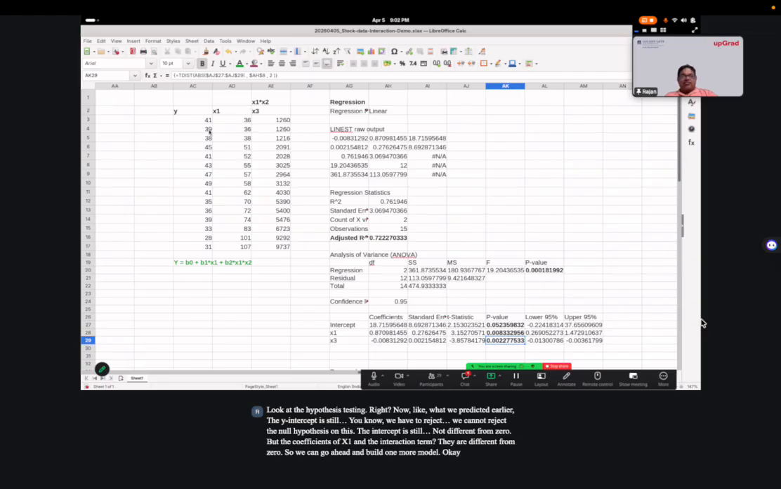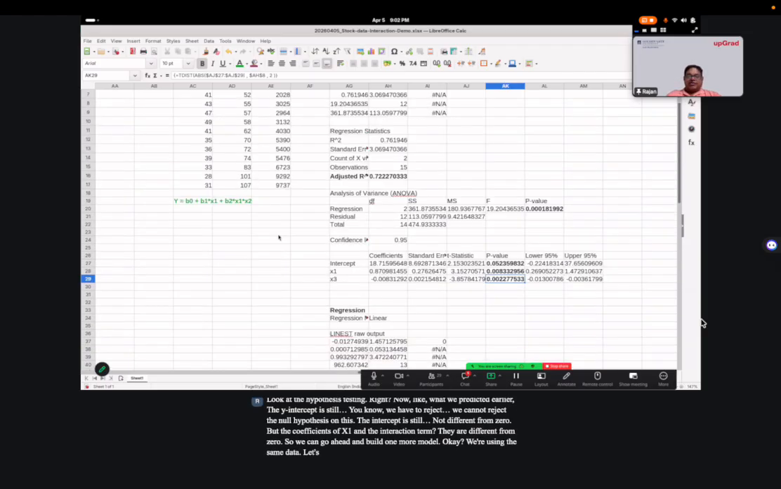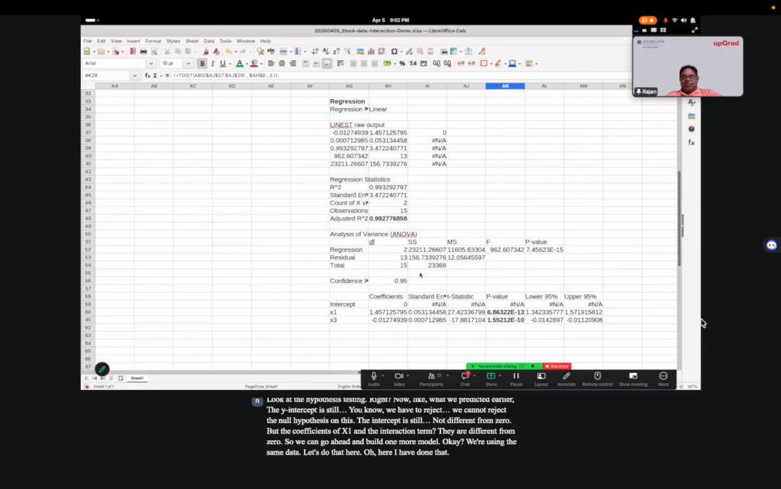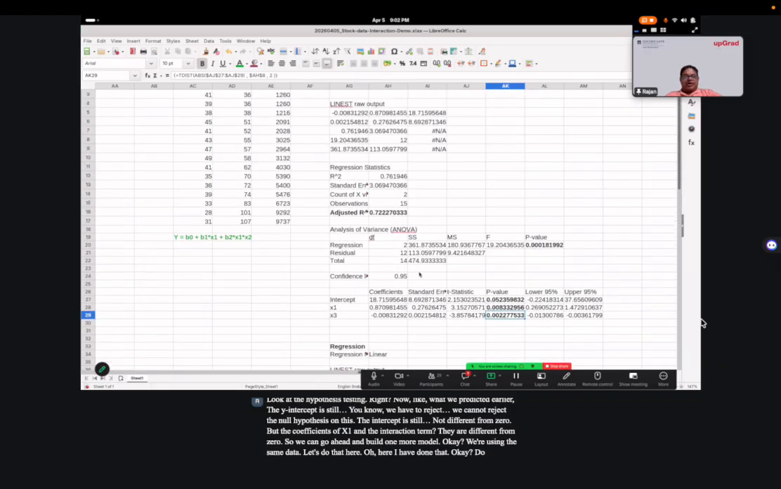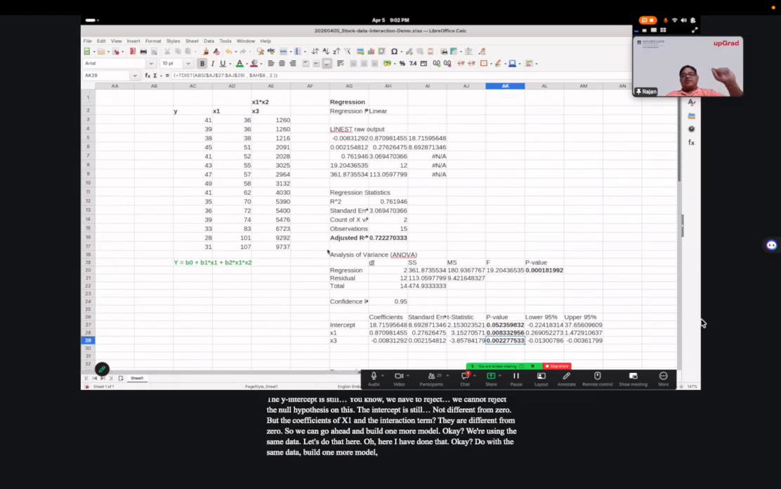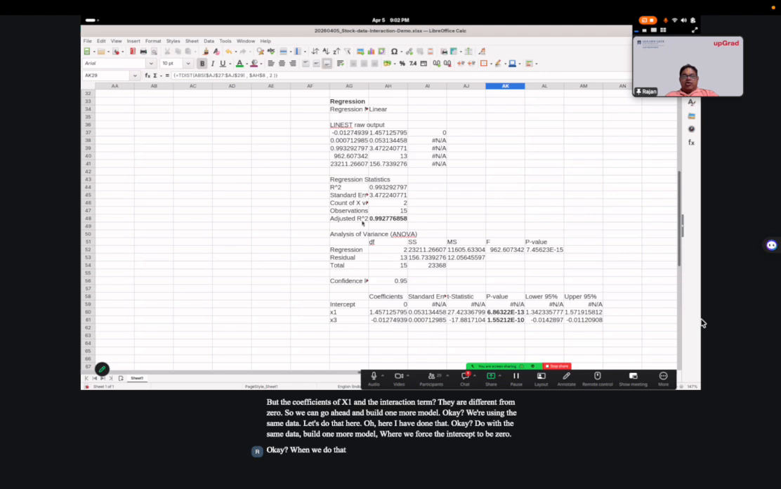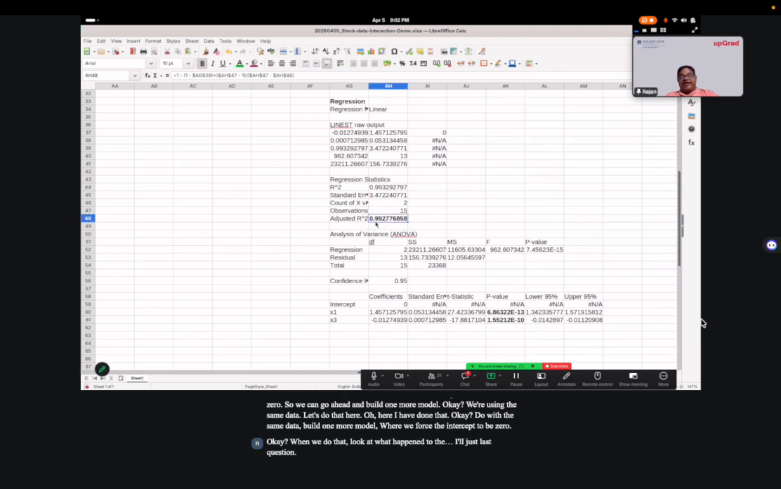Okay, we are using the same data. Let's do that here. Here I have done that. Okay, with the same data, build one more model where we force the intercept to be 0. Okay, when we do that, look at what happened to the adjusted R squared. 0.99.